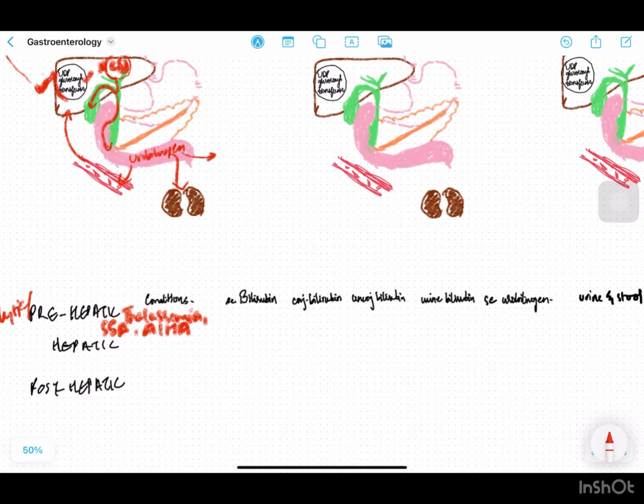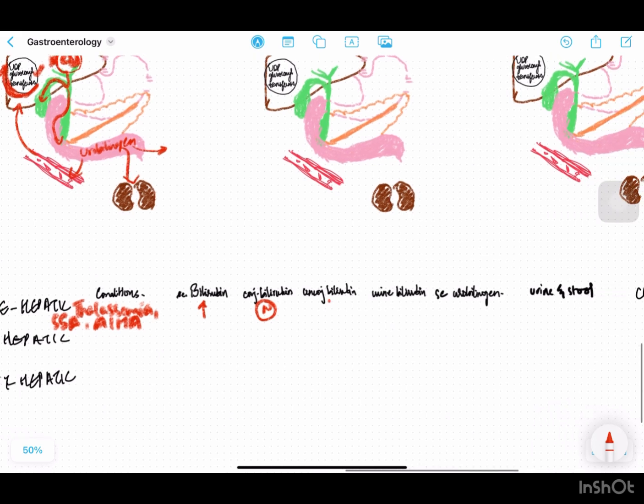So, what happens to serum bilirubin in this case? Total bilirubin obviously increases. What about conjugated bilirubin? The liver is going to conjugate as much bilirubin as it can, that's it. So, we are going to produce a normal amount of conjugated bilirubin, yes, but the unconjugated bilirubin is going to be very, very high.